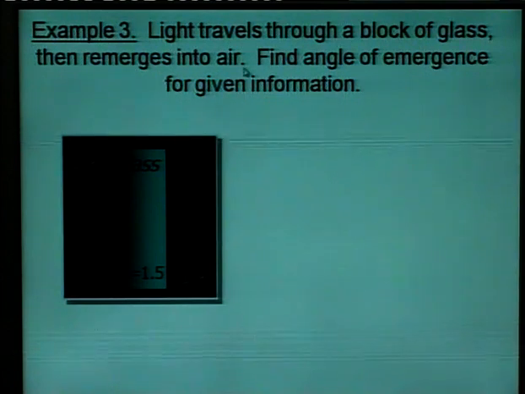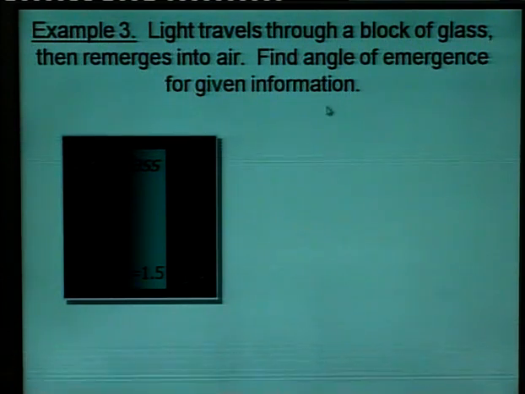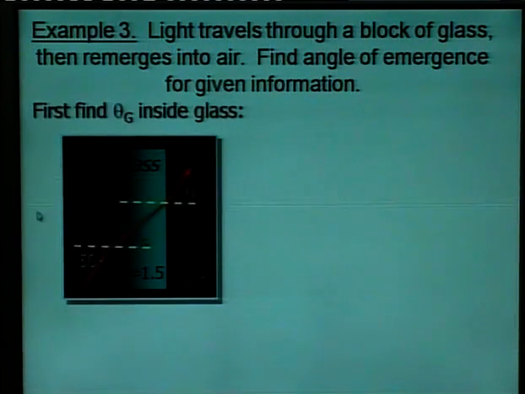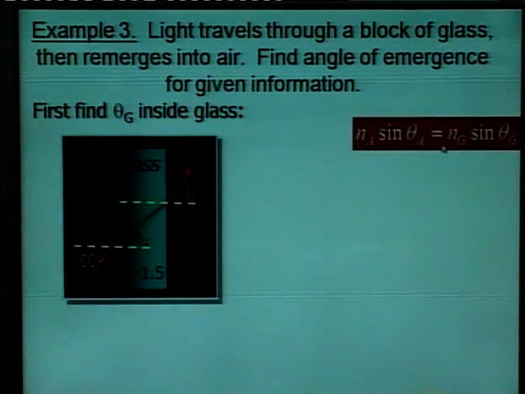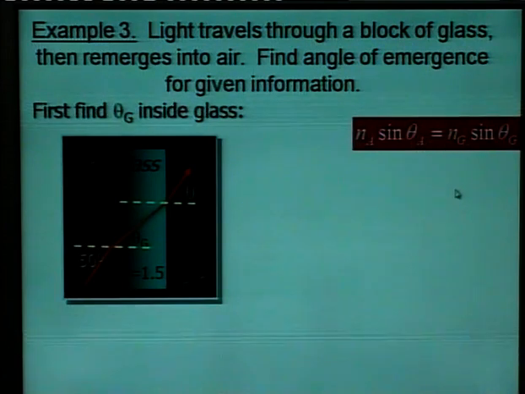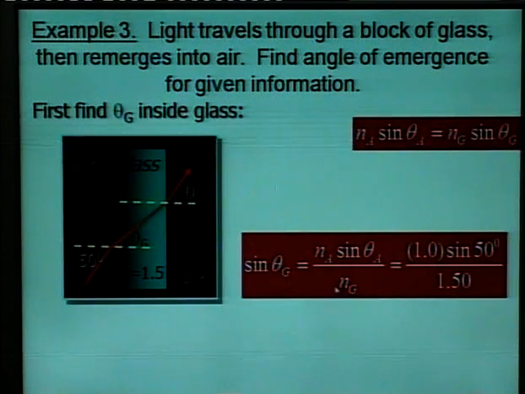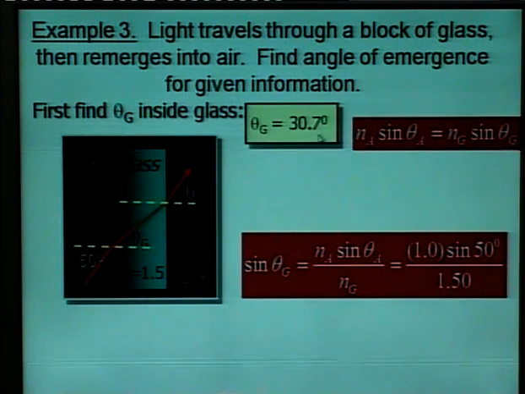So what we have to find is the angle of emergence for the given information. The information given to us is that the angle of incidence is 50 degree and the refractive index of glass is 1.5. So using Snell's law, that is nA sin theta A is nG sin theta G, we can find this sin theta G. Substituting these values, this will come out to be 30.7 degree. So theta G comes out to be 30.7 degree.